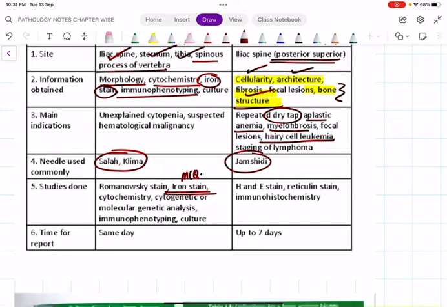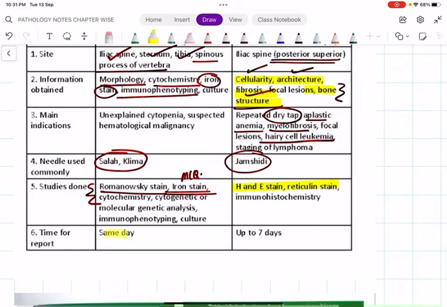Then we will use the normal Romanovsky group of stains, that is May Grunwald Giemsa, Field stain, Wright stain. All these are Romanovsky group of stains, and we will use them only for aspiration. Whereas in biopsy, we use the conventional hematoxylin and eosin staining and reticulin staining. Reticulin staining is for bone marrow fibrosis. And remember, in both aspiration and biopsy, we can do cytogenetics as well as immunohistochemistry.